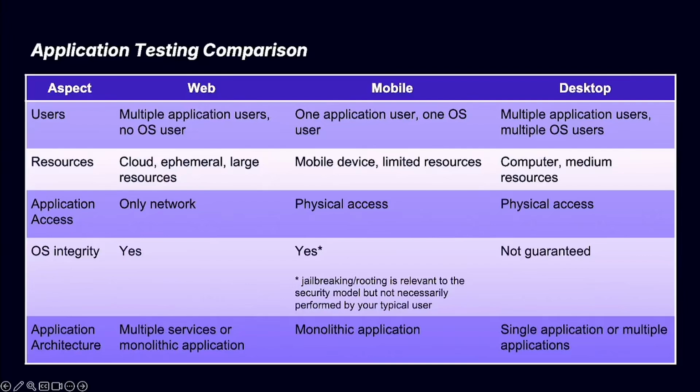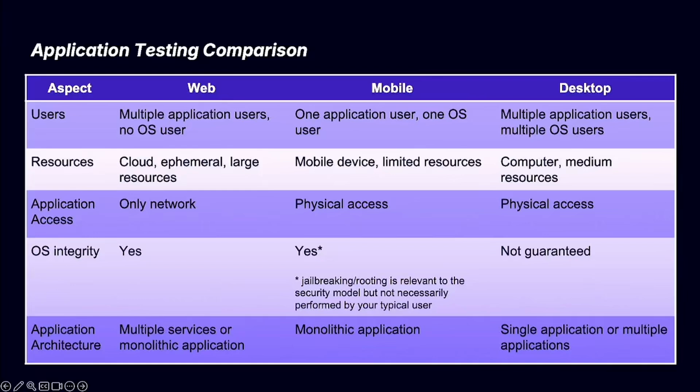If we want to compare the different assessments, web, mobile, and desktop, we can use different aspects. So, for example, when it comes to users, a web application will have multiple users, but we don't consider an operating system user. On a mobile application assessment, we will consider one application user and one OS user. And in a desktop application, there are multiple users with multiple OS users. In terms of resources, web applications run in the cloud. They are ephemeral and consume large resources. Mobile applications only run on one mobile device with limited resources, and desktop applications run on computers with medium resources.